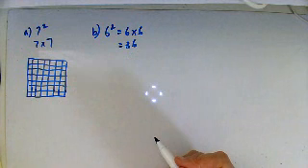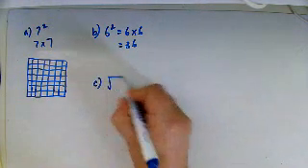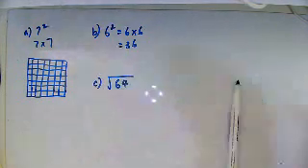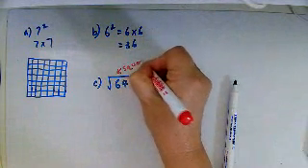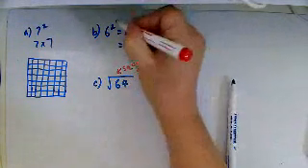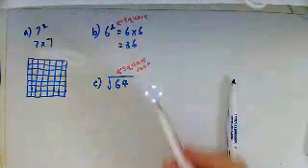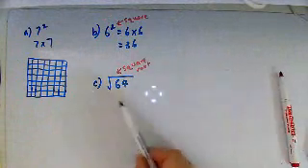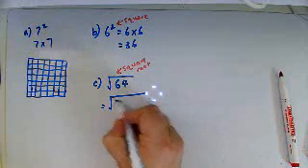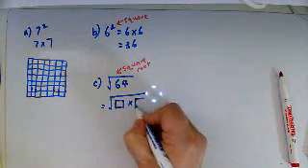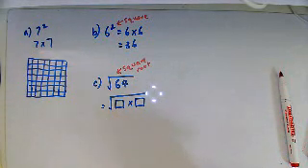C is asking us to calculate the value of the square root. Remember, this sign here is the square root sign. And this sign here is the square sign. So they're actually opposite to each other. So what we have to do is figure out what multiplied by itself gives us 64. So it's going to be a square number.